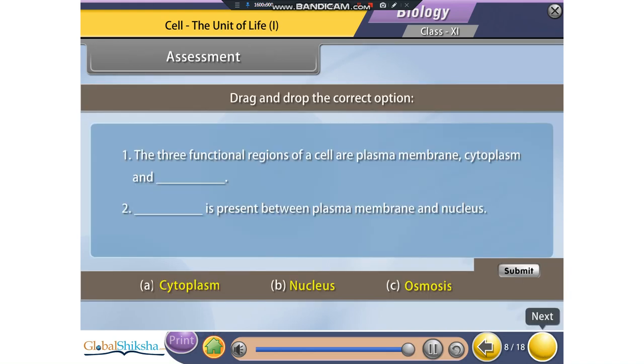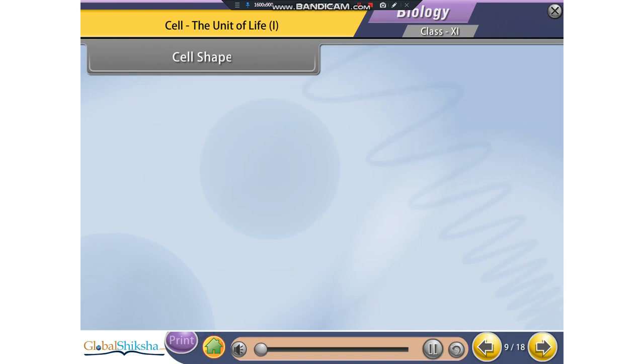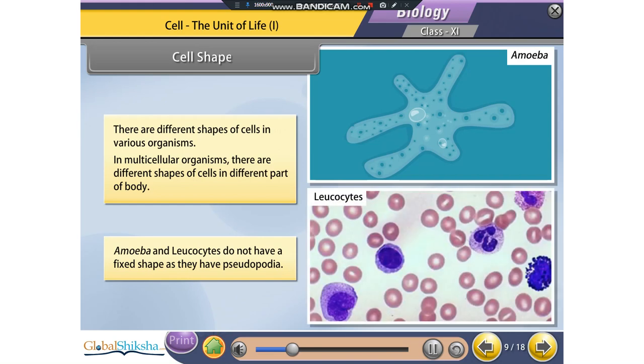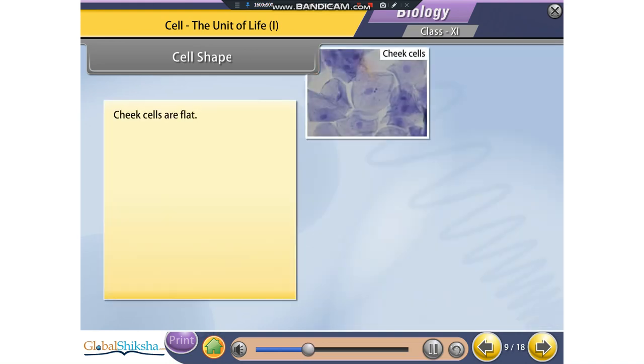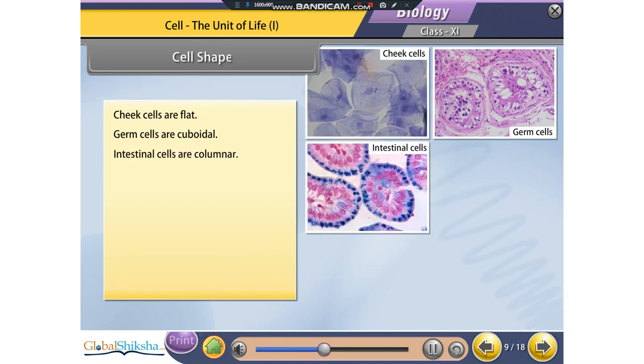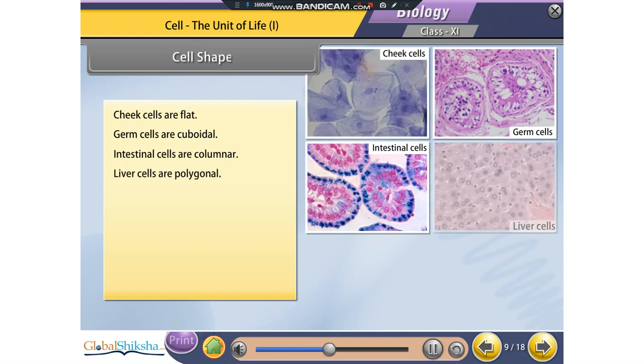Assessment. Before proceeding further, cell shape. There are different shapes of cells in various organisms. In multicellular organisms, there are different shapes of cells in different parts of the body. Amoeba and leukocytes do not have a fixed shape as they have pseudopodia. Cheek cells are flat. Germ cells are cuboidal. Intestinal cells are columnar. Liver cells are polygonal.